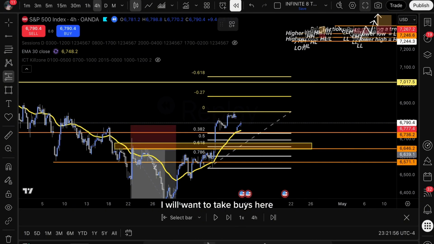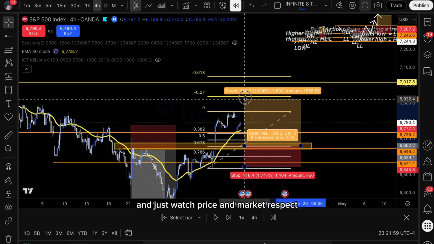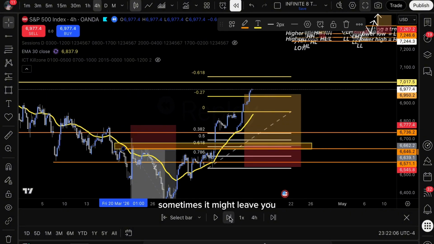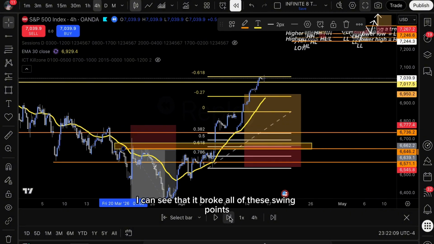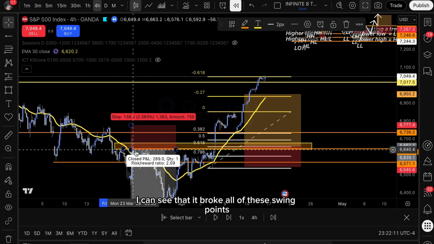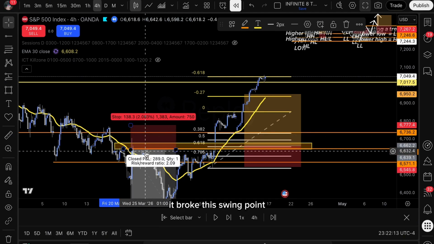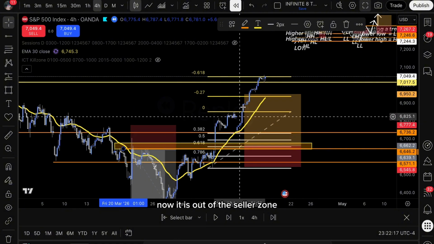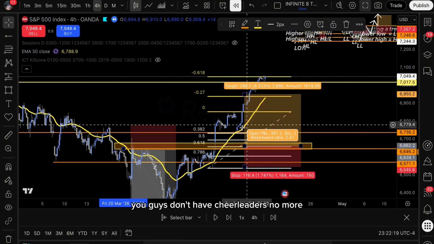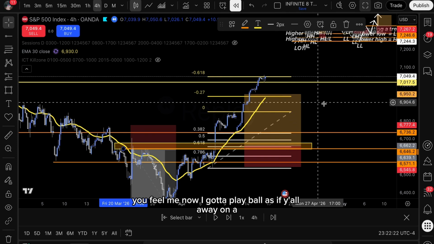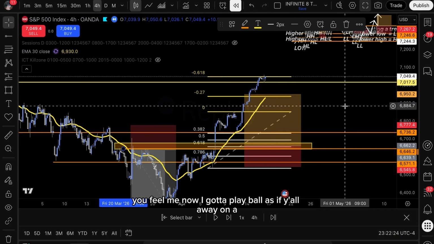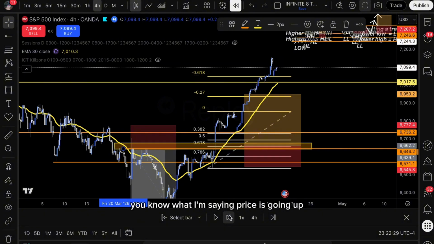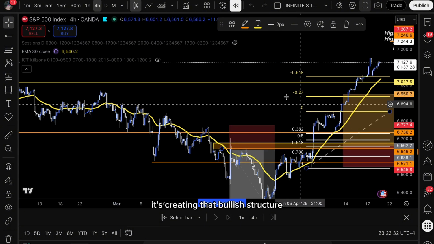I will want to take buys here and just watch price and market respect structure. Sometimes it might leave you, which it did. I can see that it broke all of these swing points. It broke this swing point, broke this swing point, created bullish structure. Now it is out of the seller zone. You guys don't have cheerleaders no more. You feel me? I gotta play ball as if y'all on the away team. Price is now bullish. Price is going up. It's creating that bullish structure.